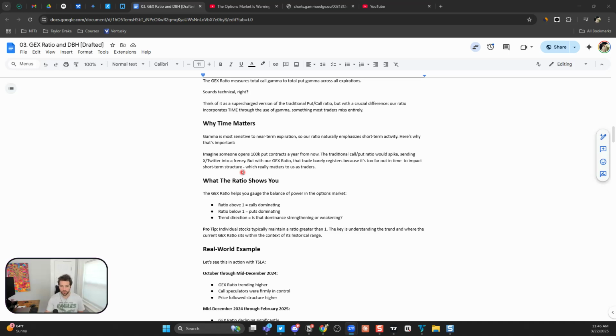However, that point in time ratio is important, as it can tell us if that ratio is above 1, calls are dominating. If that ratio is below 1, puts are dominating. However, we also want to understand what the trend of the ratio has been historically, and between the upper and lower bounds of that range where we currently sit. Because one important thing to note is individual stocks typically have a ratio that is a lot greater than 1, while SPX tends to oscillate around 1.